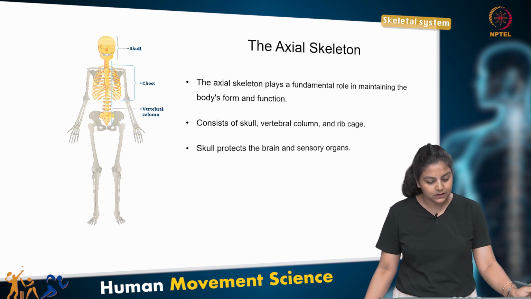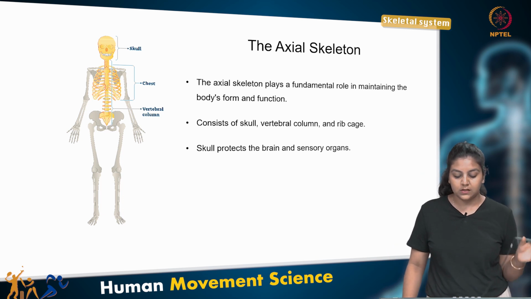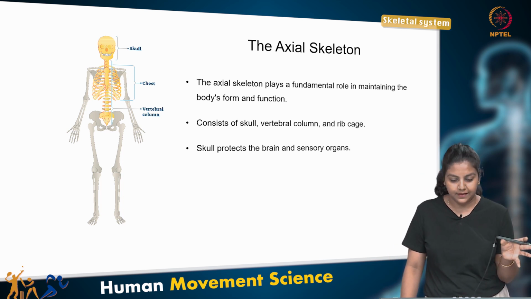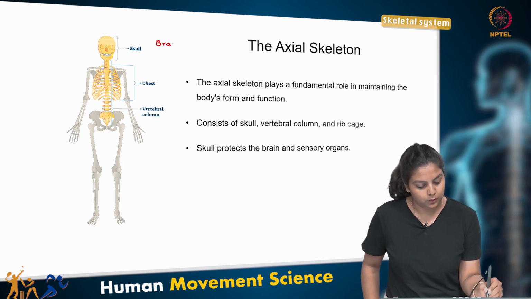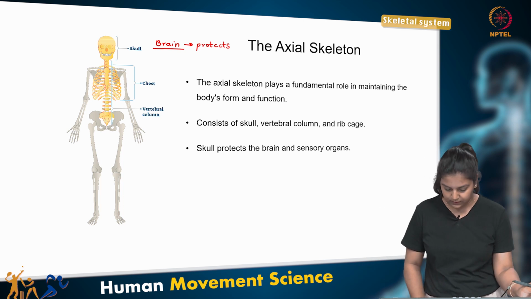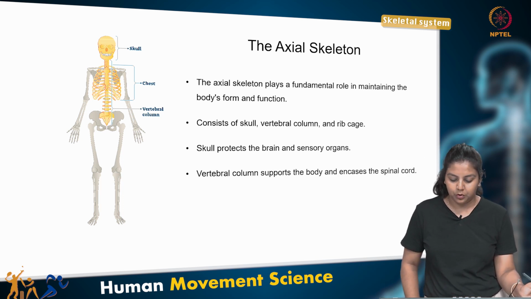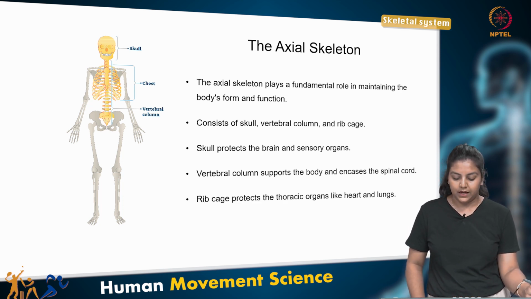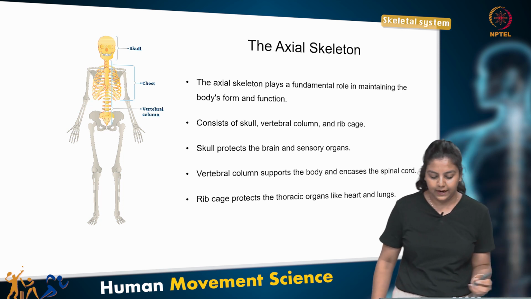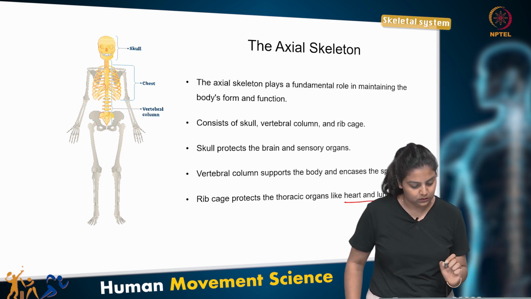Specifically, let's look at the skull. So what does the skull do? The skull protects the brain and the sensory organs within it, so it provides stability there as well. Then we have the vertebral column that supports and encases the spinal cord, as we spoke about earlier, and the rib cage that protects the thoracic organs like the heart and the lungs.